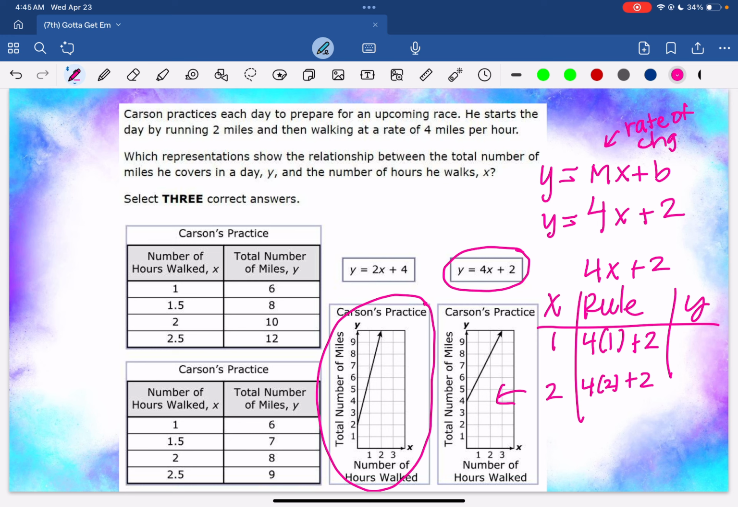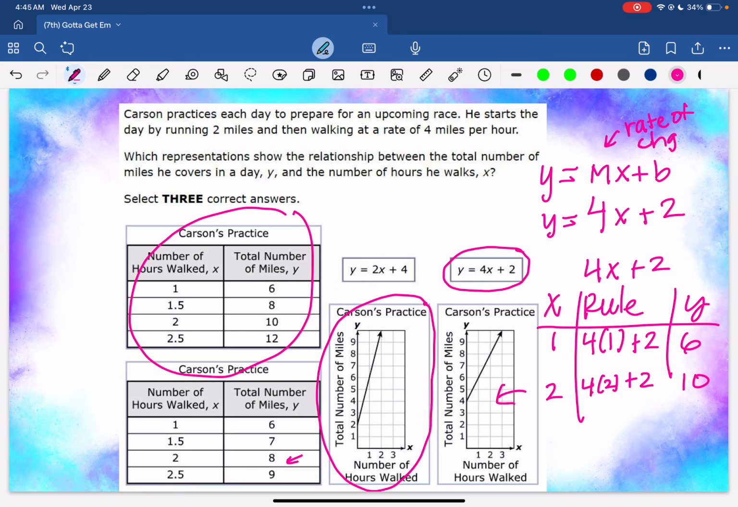4 times 1 is 4 plus 2 is 6. 4 times 2 is 8 plus 2 is 10. So when you look at the answer choices, the 1 to 6 and 2 to 10, well, it works here. Let's look at the last table. It's 1 to 6 and then 2 to 8. So that one wouldn't work. So if you got all 3 correct, you would get the maximum amount of points.